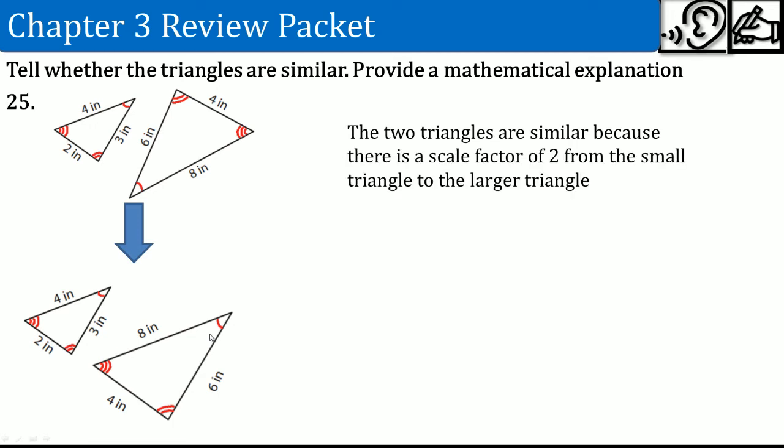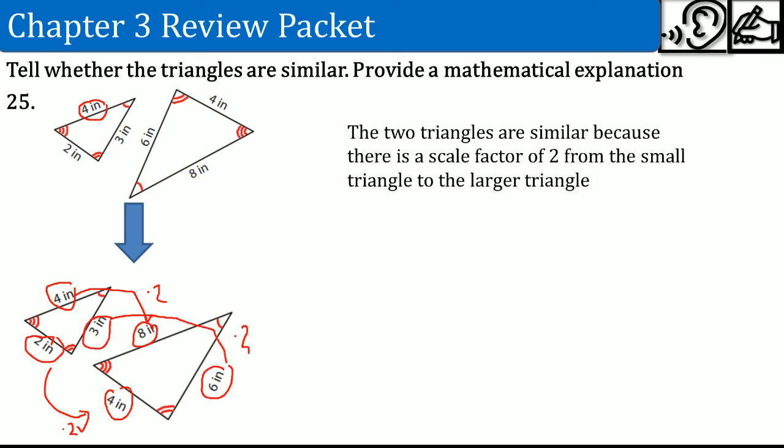You're going to tell whether the triangles are similar. Okay. You have this triangle and this triangle. You can't really compare it because this is in a weird angle. So what I'm going to do is flip it. See, I just flipped the second one. Now it looks like this. So I would say the two triangles are similar because there's a scale factor of 2 from the small triangle to the larger triangle. Let me show you. From 4 to 8, you multiply by 2. From 2 to 4, you also multiply by 2. From 3 to 6, you also multiply by 2.